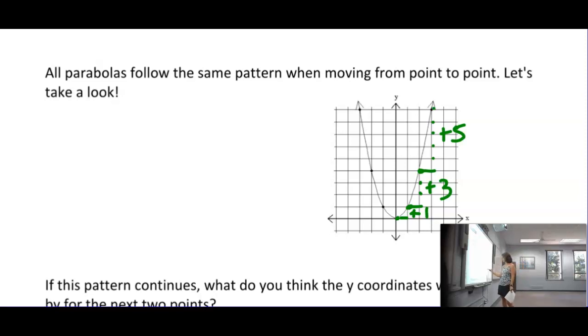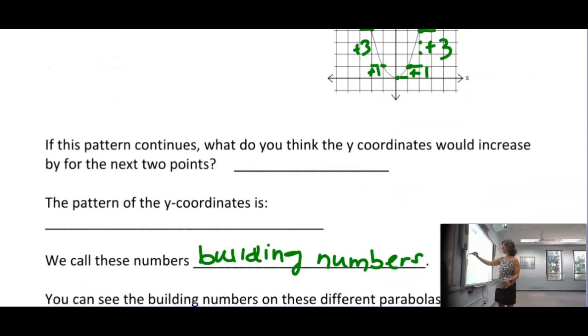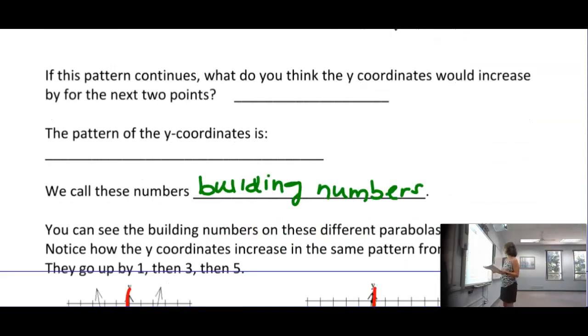Here, I went over 1 and up 1, so this is plus 1. Over 1 and up 3. Over 1 and up 5. It happens on both sides. You'll notice both points are at exactly the same spot on both sides of the parabola. Okay? All very, very important things. So what do those words mean? If this pattern continues, what do you think the y-coordinates will increase by next? So they went up by 1, then they went up by 3, then they went up by 5. What would be the next one?